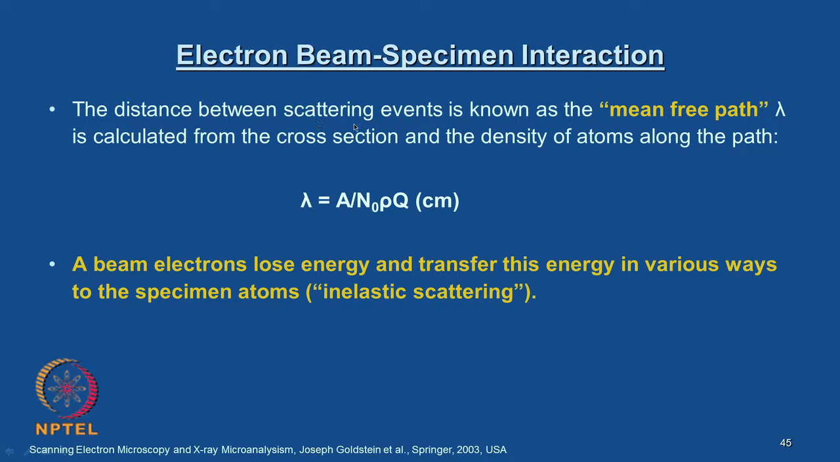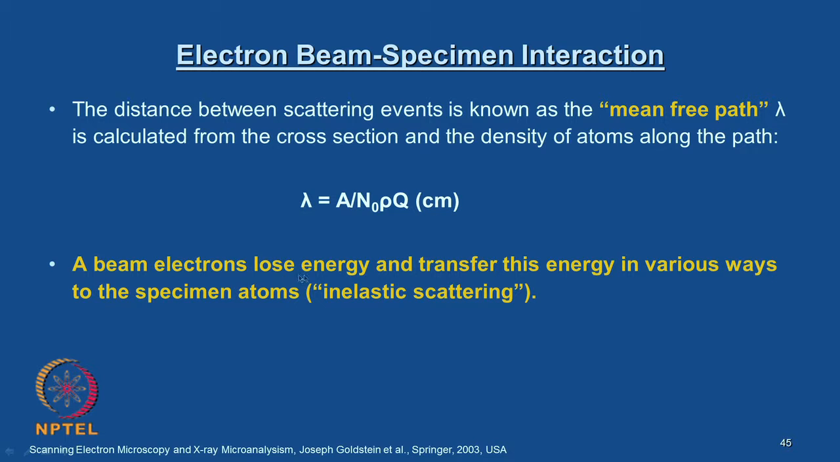The distance between scattering events is known as the mean free path. Lambda is calculated from the cross section and the density of the atoms along the path, where lambda is equal to A divided by n naught rho Q, which is in centimeter.